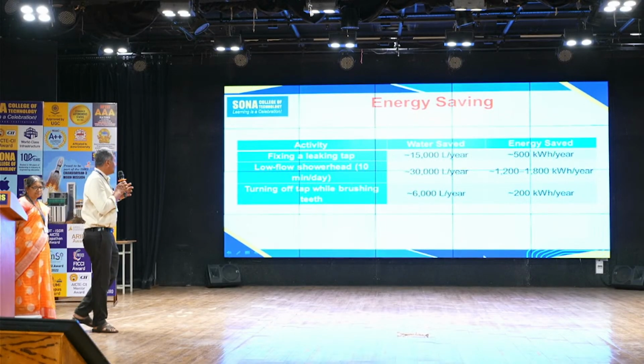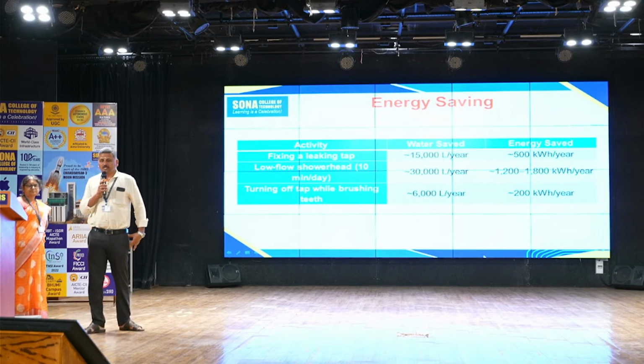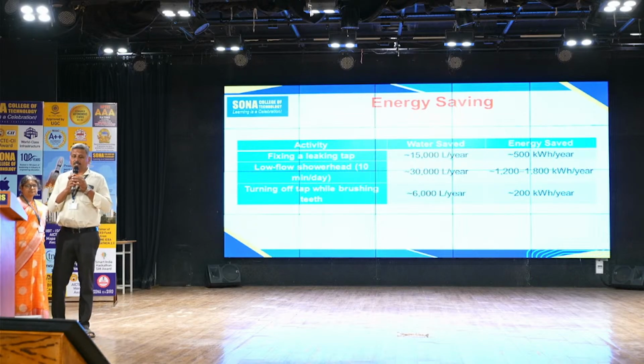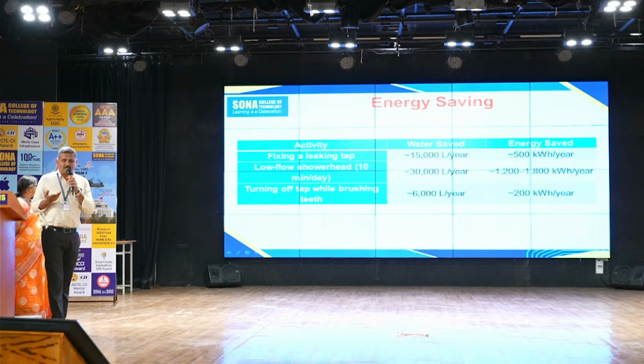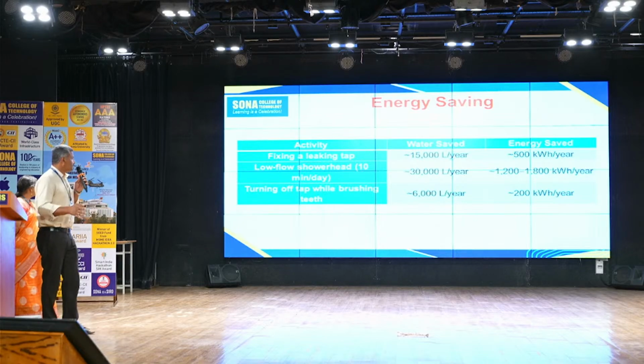Next. So this is one thumb rule. Once your leakage is arrested, you can save nearly 15,000 liters per year. Indirectly we also save electrical energy, nearly 500 kilowatt hours per year approximately.